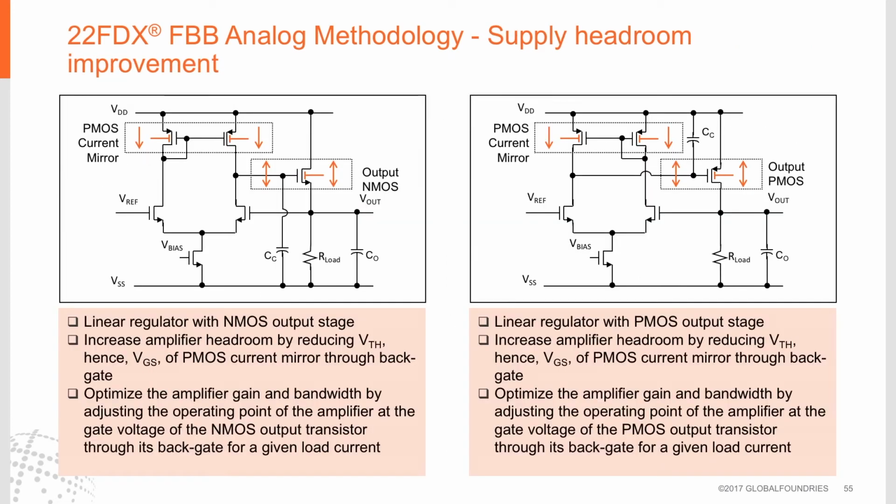This shows two different linear regulators, one with an NMOS output and one with a PMOS output. In both cases, back gate bias is applied to the PMOS current mirrors to lower the VT and to bring the VDD down to save power and to increase headroom. The output devices can then be manipulated through the backgate to optimize the operating point of each of these linear regulators.